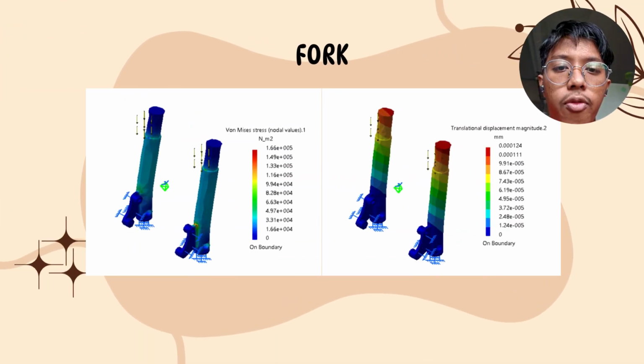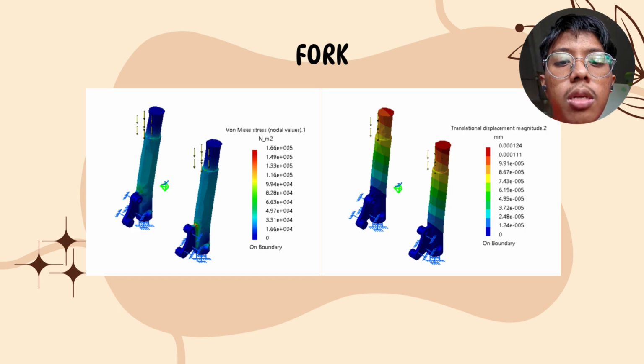The next part is the fork. The material that is commonly used for this component is steel. The boundary conditions for this part are clamped at the stem that holds the fork. The distributed load given is also 10,000 Newton on the fork. According to our data, the maximum von Mises stress is 1.66 times 10 to the power of 5 Newton per square meter, while the minimum von Mises stress is 0.